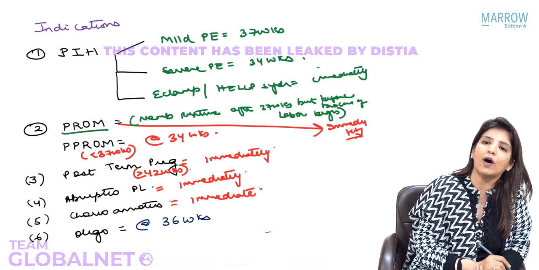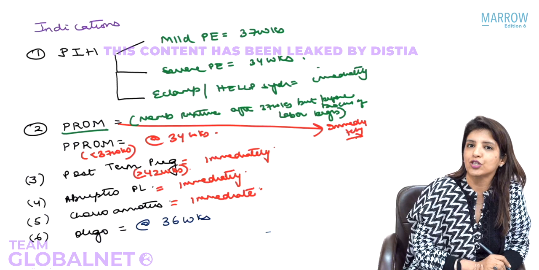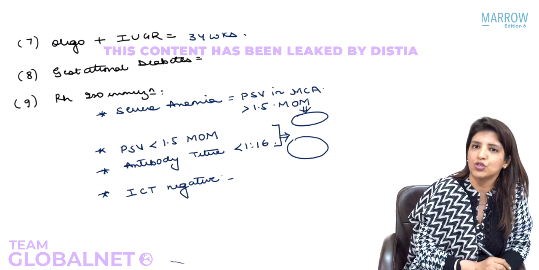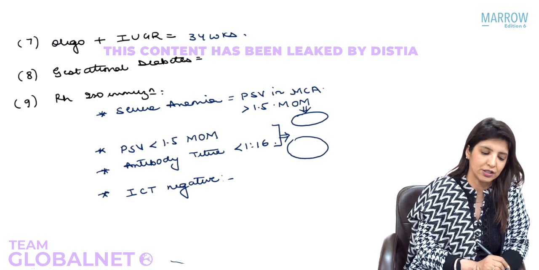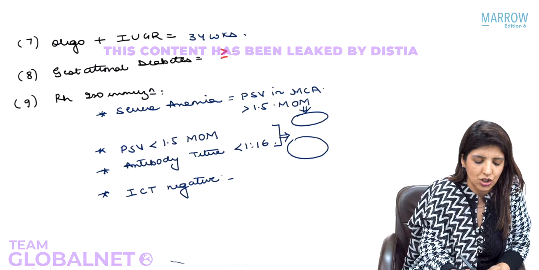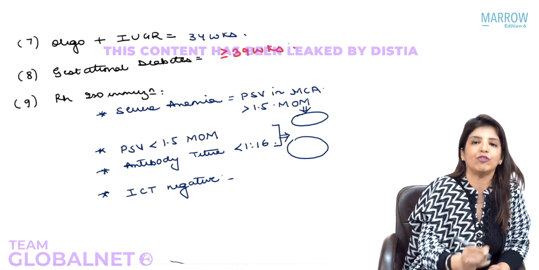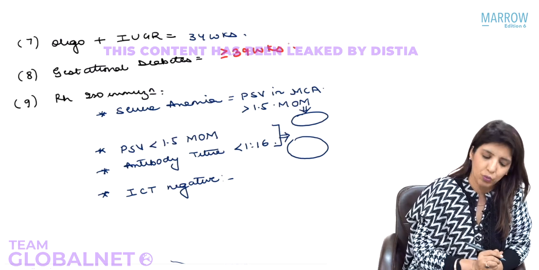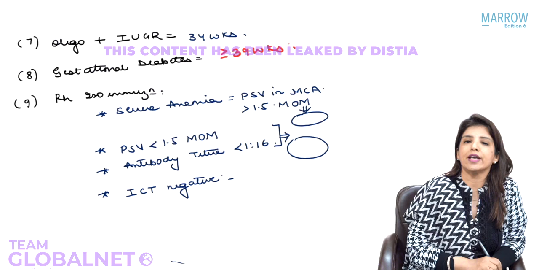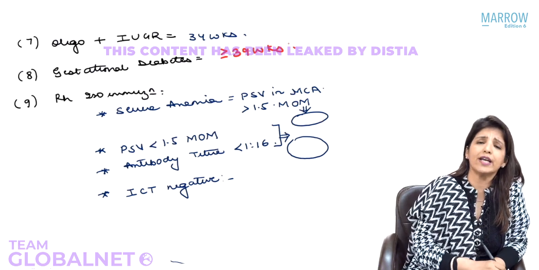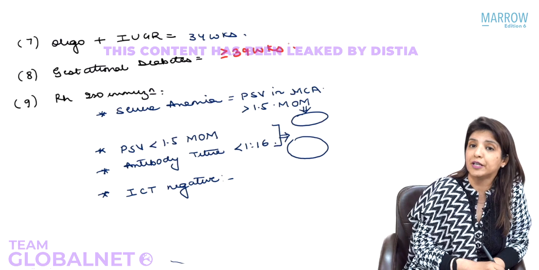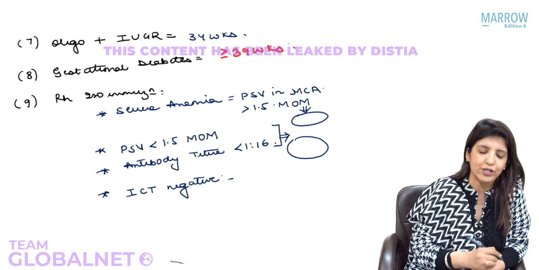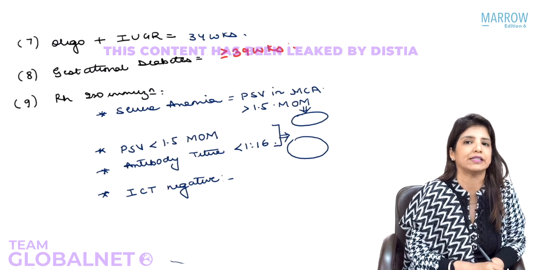In case of oligohydramnios, in most of the cases, you do induction of labor at 36 weeks. If there is oligohydramnios plus IUGR, then you do an induction of labor at 34 weeks. In gestational diabetes, the induction of labor is done not before 39 weeks, so more than or equal to 39 weeks. In case of RH isoimmunization, if there is severe anemia, and how do you detect severe anemia in an RH isoimmunization patient? By doing a peak systolic velocity of the middle cerebral artery.